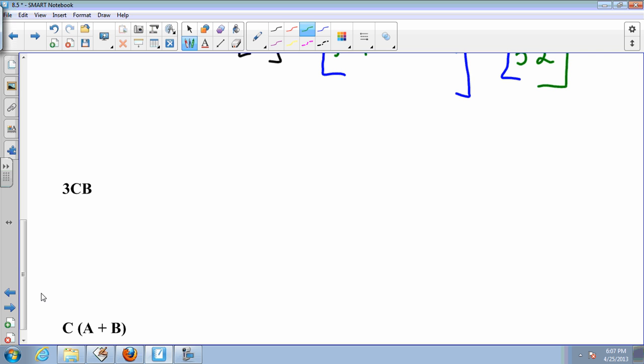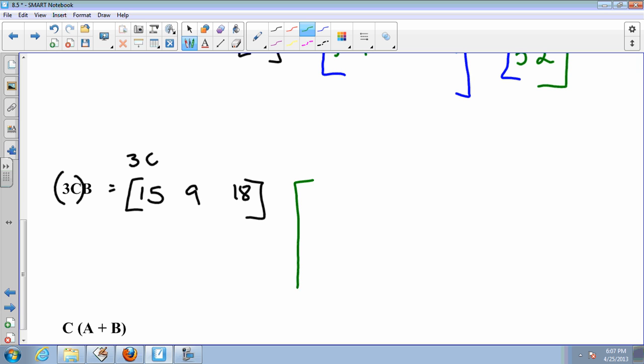3CB. Now, nothing is grouped, so let's just go in order from left to right. So we need to take 3C. So 3C is 3 times 5, that is 15. 3 times 3 is 9. And 3 times 6 is 18. So we got our 3C. And now we're going to multiply it by B. B is 9, 1, 6, 7, 2, 4, 8, 10, 3.